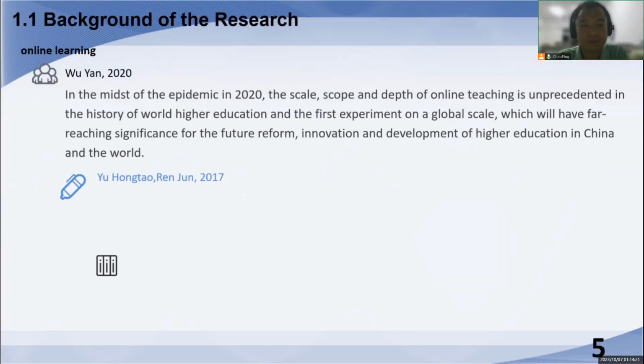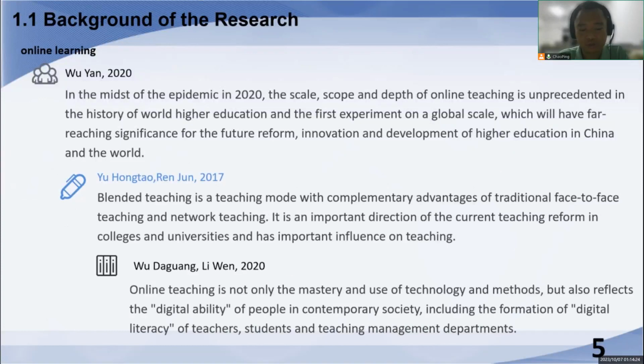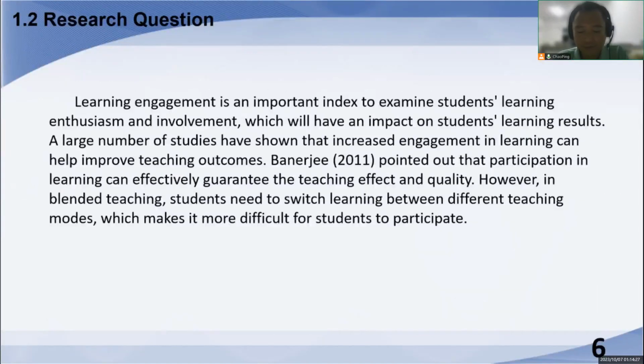This is the background of the research. Learning engagement is an important index to examine students' learning impression and environment, which will have an impact on students' learning results. A large number of studies have shown that increased engagement in learning can help improve teaching outcomes, and pointed out that participation in learning can effectively balance the teaching effect and quality. However, in blended teaching, students need to switch learning between different teaching modes, which makes it more difficult for students to participate.